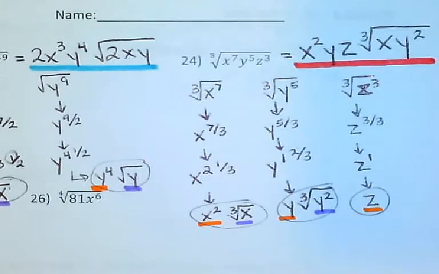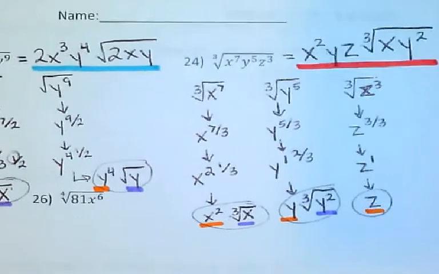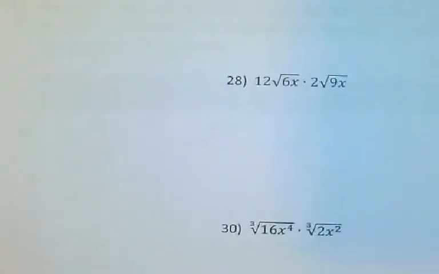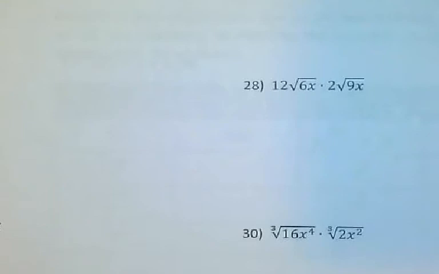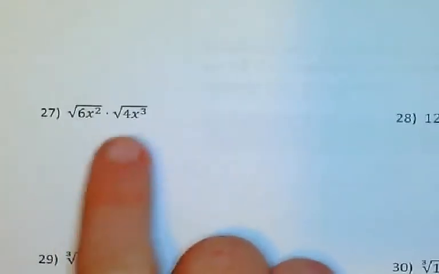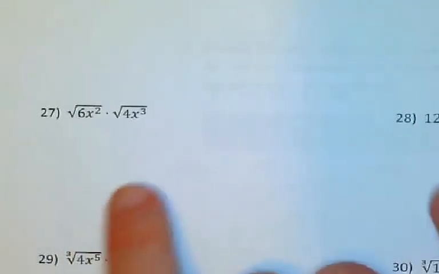Alright, does that make sense, guys? So, that's simplifying these radical expressions. Now, what if we throw operations into there? For example, let's do number 27 right here, alright? And then we'll take a look at 28.